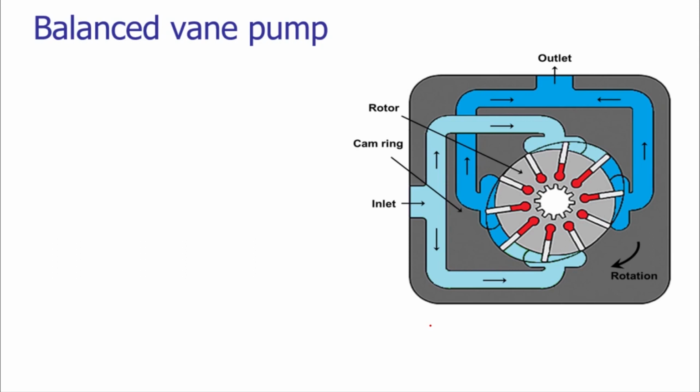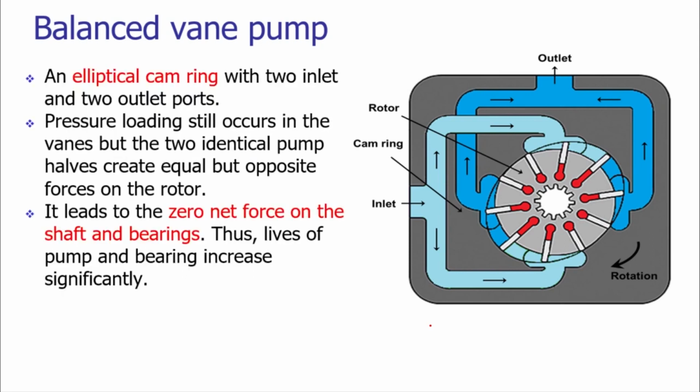This peculiar arrangement can be seen on your screen. It has the rotor. This is the rotor arrangement, and as usual the rotor is having radial slots with the vanes. The vanes are spring loaded. There is a cam ring which is very similar to the unbalanced vane pump, but instead of having only one pair of inlet and outlet, we are having two pairs. You notice here the inlet, this is inlet number 1 and inlet number 2.